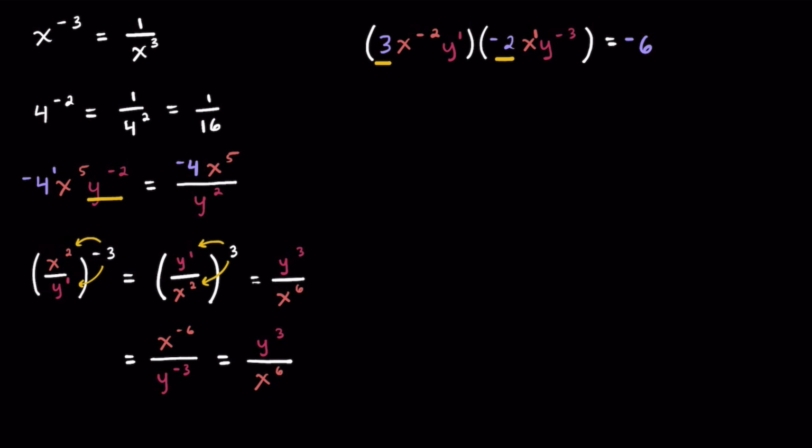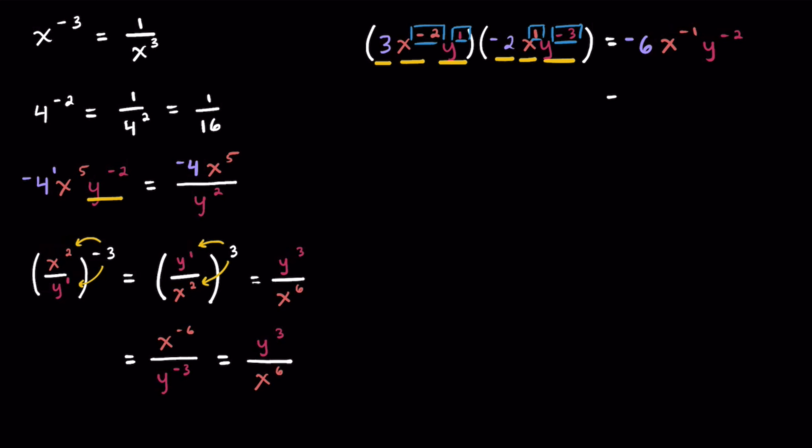Following that, if we multiply this x to the negative 2nd power by x to the 1st power, remember, the product property states we can just add their exponents together. So this negative 2, if you add that onto this positive 1, negative 2 plus 1 is negative 1. So that's going to combine to make this x to the negative 1st power. And then finally, if we look at the y's, we have y to the first power times y to the negative 3rd power. So if we multiply those, we can add their exponents as well. So 1 plus negative 3 is going to be negative 2. So this is going to be y to the negative second power.